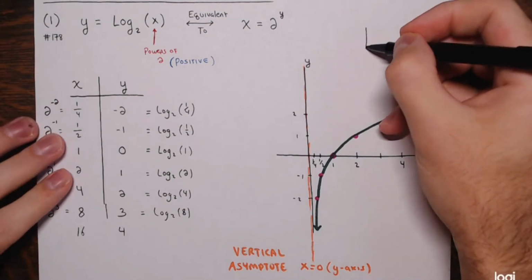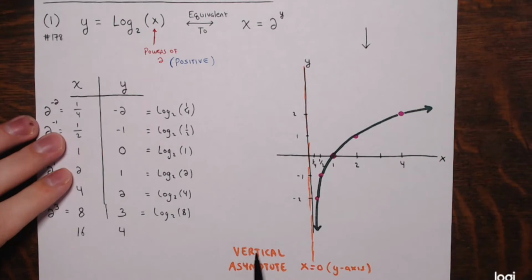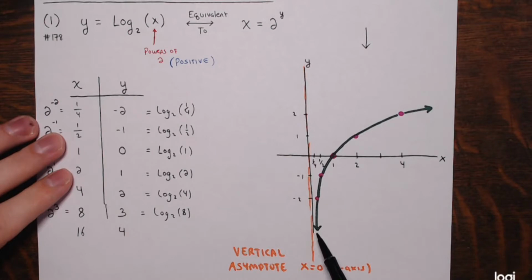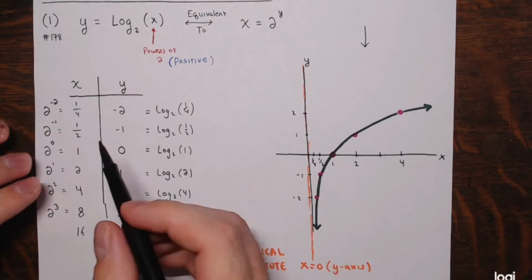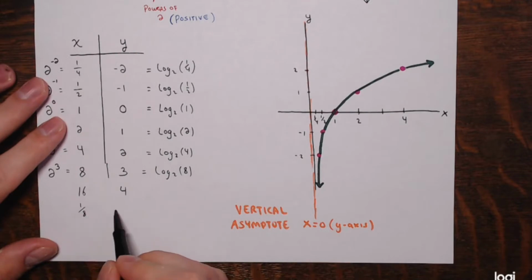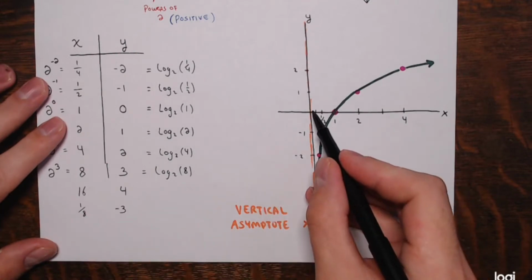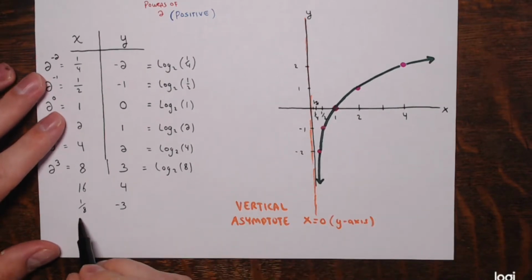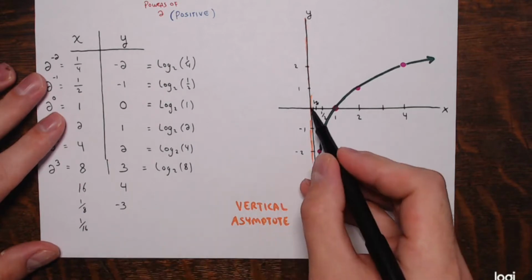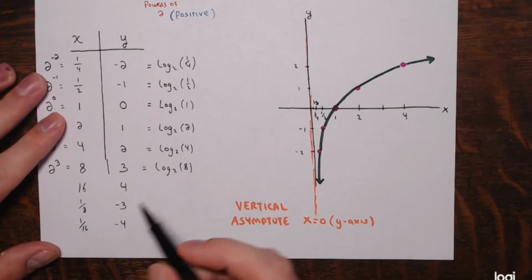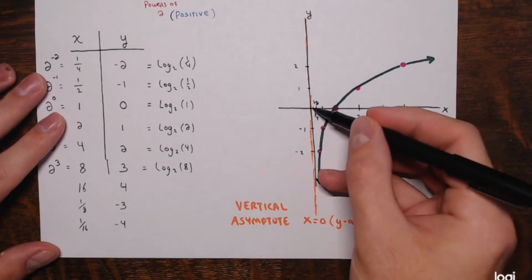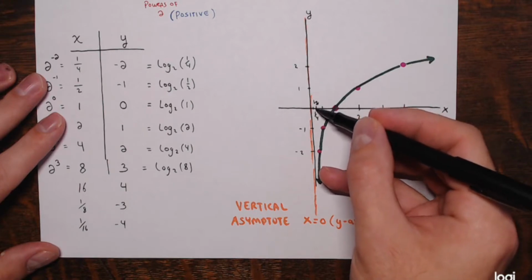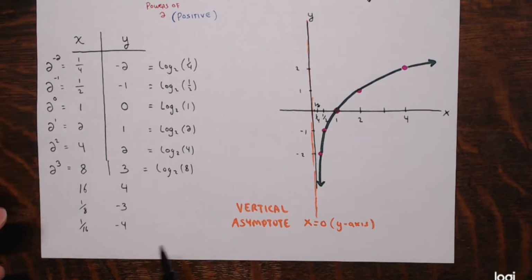So for this particular function we're looking at, again, the vertical asymptote is x equals 0, the y-axis. The graph is approaching that from the right side, never actually touching it though. Because if I plugged in 1/8, I'd get -3. So we get closer. Here's 1/8. You'd go down to -3 as the output. If I plugged in 1/16, even closer to the y-axis, the output would be -4. So as the input gets smaller and smaller, closer to 0, the output gets bigger negative. It'll go down forever.